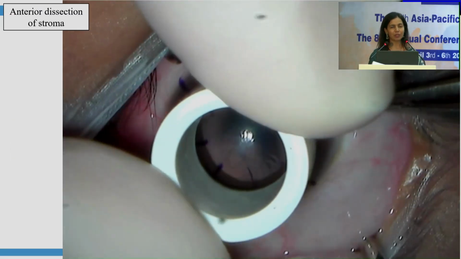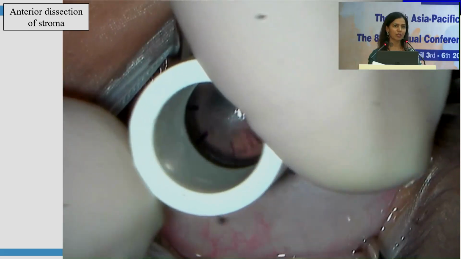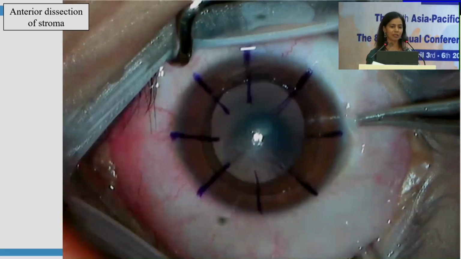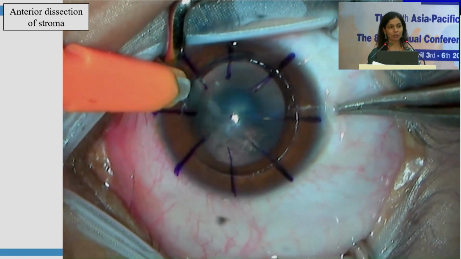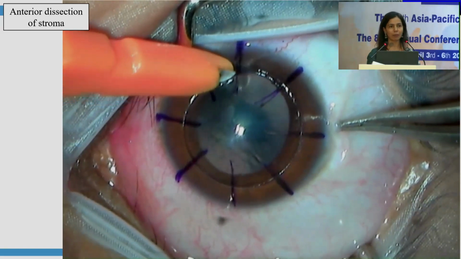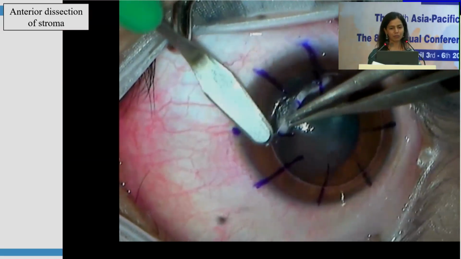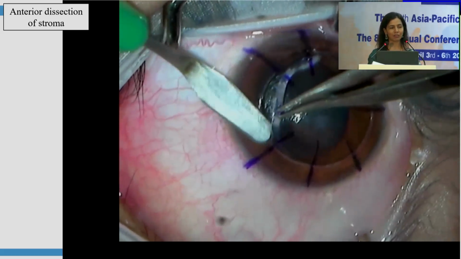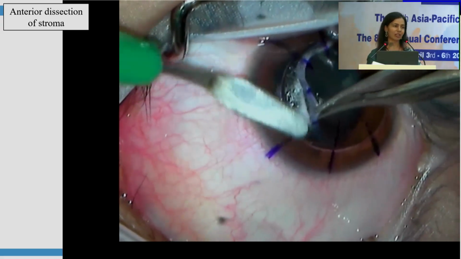So just very briefly, a few steps. For the trephination, you can use a handheld trephine or a suction trephine, it doesn't matter. But if you're using a handheld trephine, then you really need to go in with a guarded depth knife, because the key, irrespective of whether you're doing a manual DALK or a big bubble DALK, is to try and get that trephination as deep as possible. So if you're doing a manual trephination, then go in with your guarded knife, depending on how thick your cornea is, and then you can do an anterior dissection of the stroma.